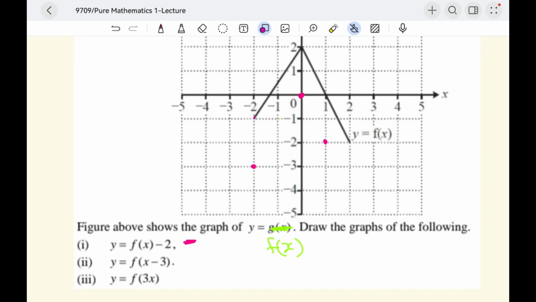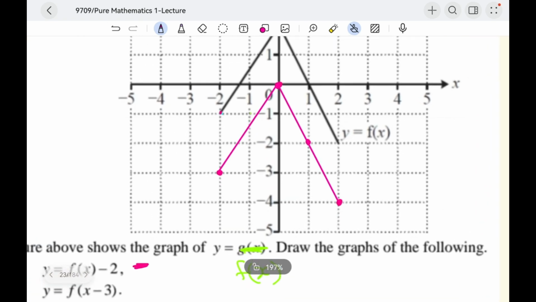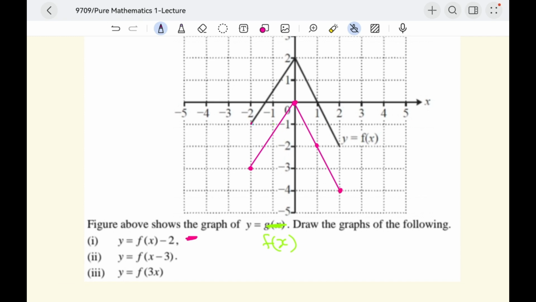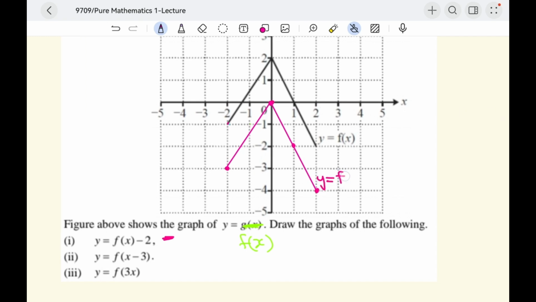Oh yeah, there's another coordinate. Okay? So this is how you draw the new graph that is transformed from the original function. So here is your y equals f(x) minus 2. There you go.